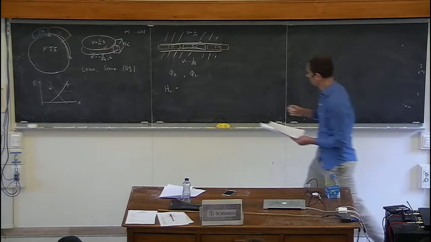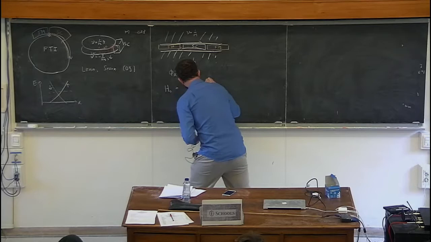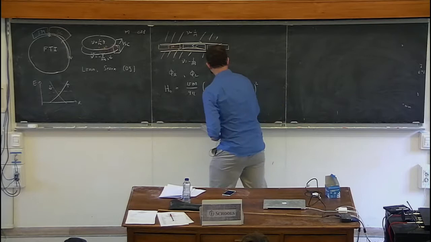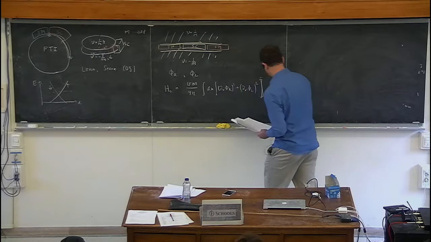So it's written like this: some velocity v, m divided by 4π, integral dx, (∂x φ_R)² plus (∂x φ_L)². These are just the sum of the two chiral Hamiltonians for right and left movers. The fact that they're moving right or left is encoded in their commutation relations.